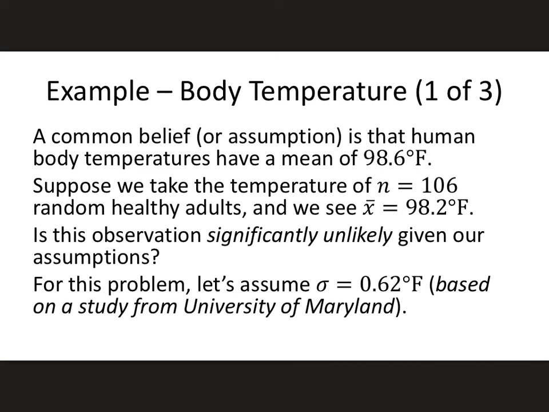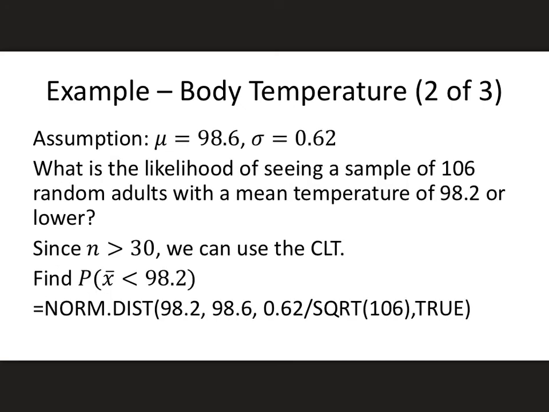So for this problem, let's assume that our standard deviation is 0.62 Fahrenheit, and this is based on a study from the University of Maryland. So we have a mu of 98.6 and a standard deviation of 0.62. So what's the likelihood of seeing a sample of 106 random adults with a mean temperature of 98.2 or lower? Because our n is 106 and that is greater than 30, we can use the central limit theorem. So what we are looking for is the probability that X bar is less than 98.2.